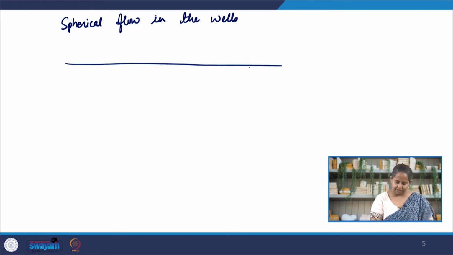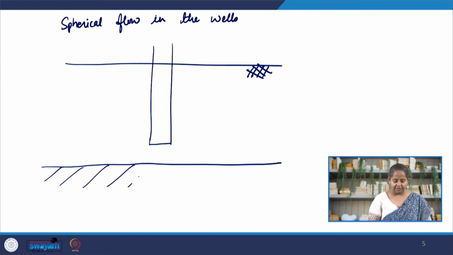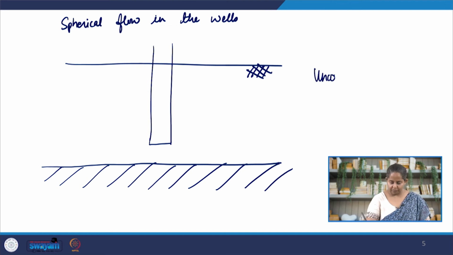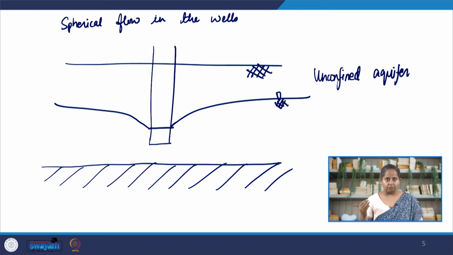So, let us say this is our ground level and this is your well, and this is your bottom impervious layer. So, we are dealing with an unconfined aquifer. Let us say this is the level in the well and the piezometric surface looks like this. And this is your water table at a sufficient distance, the actual water table without the well.